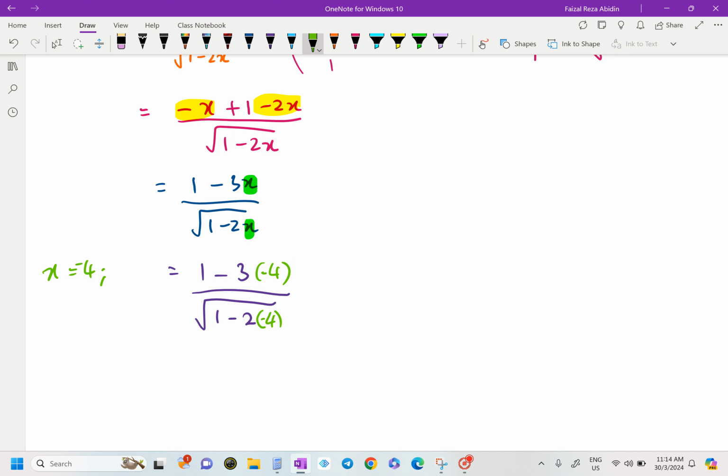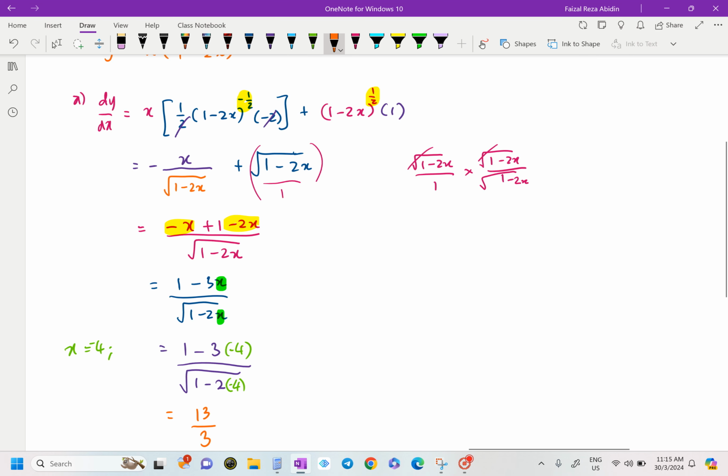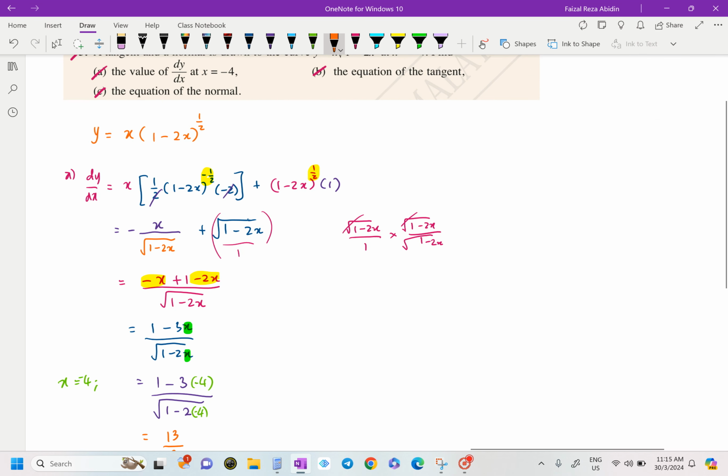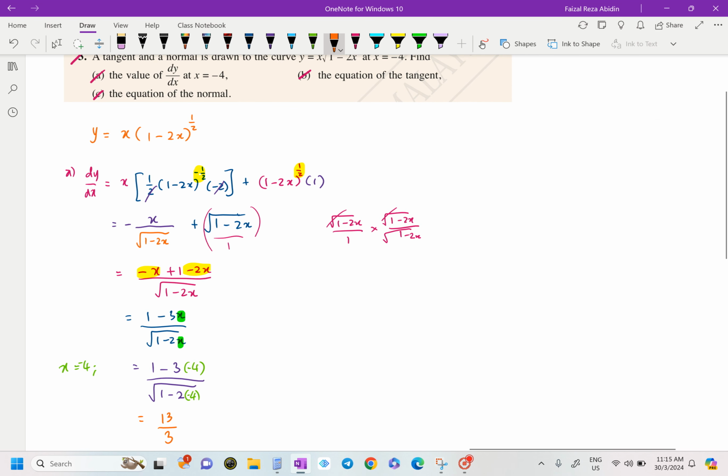Negative 3, negative 4 is going to be negative 12, so positive 12. 1 plus 12 is going to be 13. For this one, 8, 1 plus 8 is 9, so 13 over 3. That's going to be your answer for part A, the value of dy/dx at x equals negative 4.